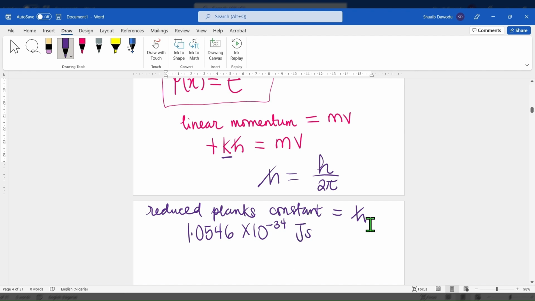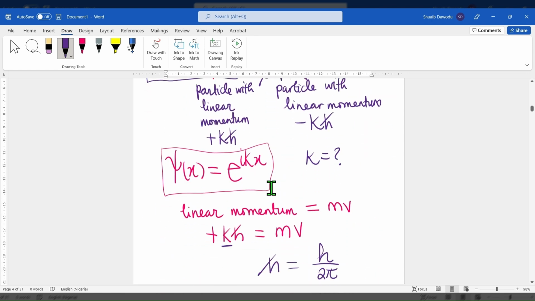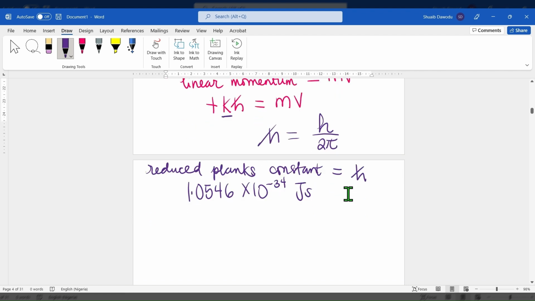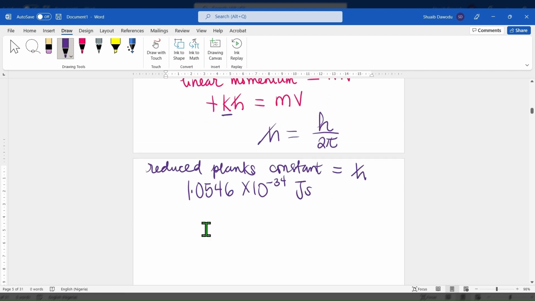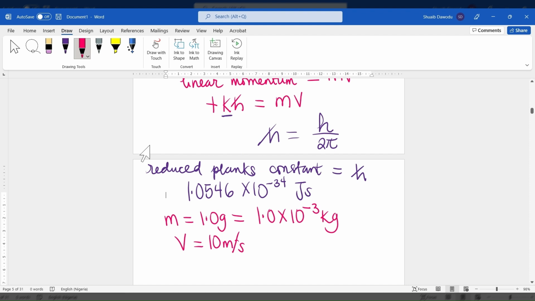So basically, just to make sure everybody's on the same page, we have the value for mass, the value for velocity, and we're trying to solve for the value for k. We also have the value for the h slash, or the reduced Planck's constant. The value for mass, rewriting that, is 1.0 grams, which I can rewrite as 1.0 times 10 raised to the power of negative 3 kilograms. We have the value of velocity to be 10 meters per second. So we have all that we need here.